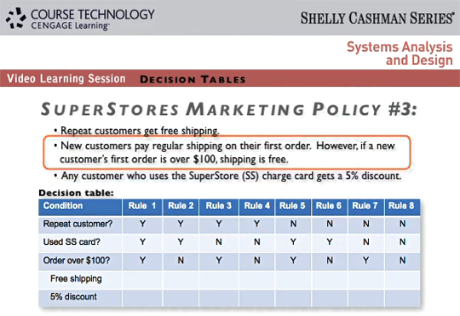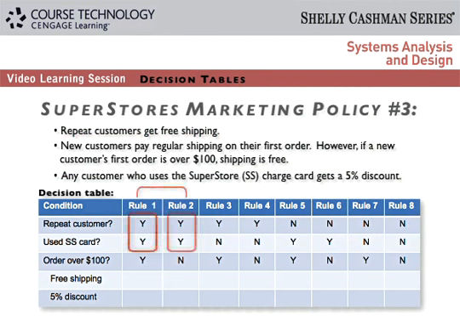Let's review the decision table. In Rules 1 and 2, a repeat customer who uses the company card gets free shipping and a discount. In this case, the $100 order size doesn't matter, so the outcome is the same. In Rules 3 and 4, a repeat customer doesn't use the company card and therefore doesn't get a discount, but still gets free shipping. Again, the $100 doesn't matter.